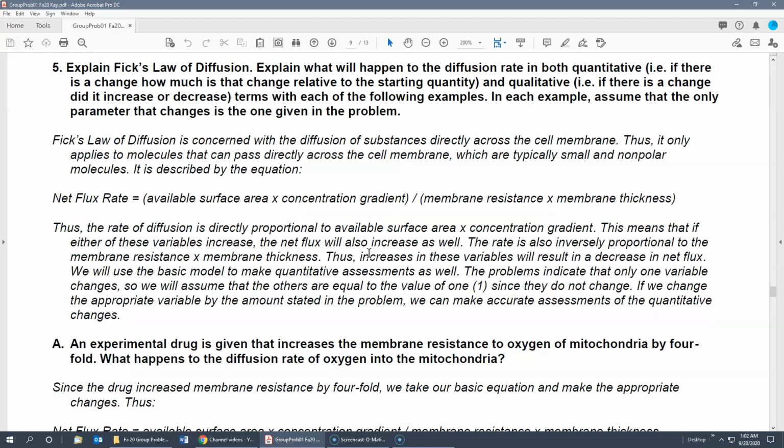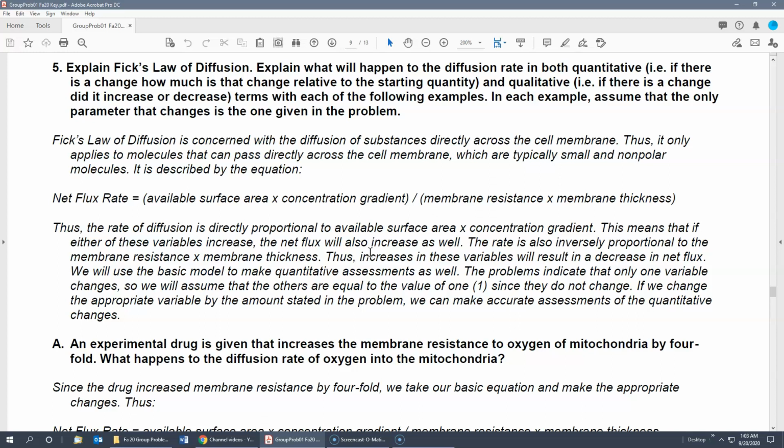Number 5 looks at Fick's law of diffusion. Fick's law of diffusion explains how the diffusion rate moves across a membrane. In order to apply Fick's law of diffusion to a situation, it must fit the criteria that the particle is small and nonpolar and can move across the cell membrane.